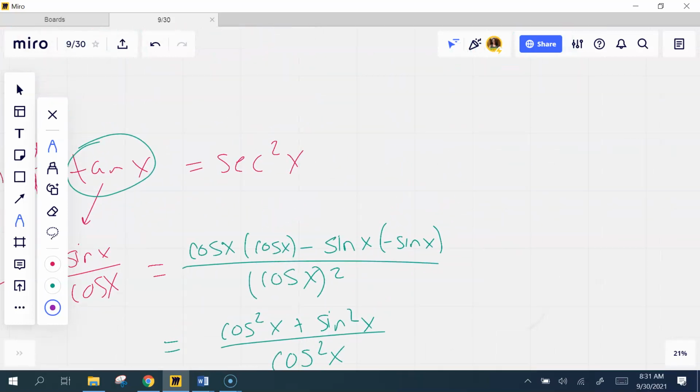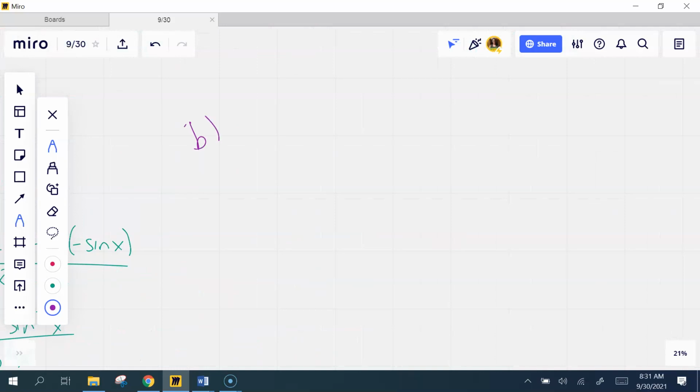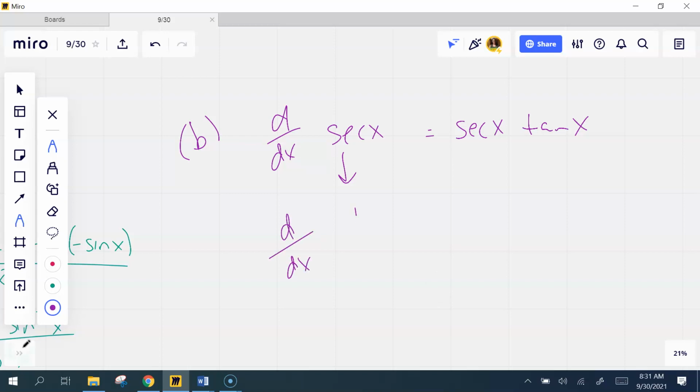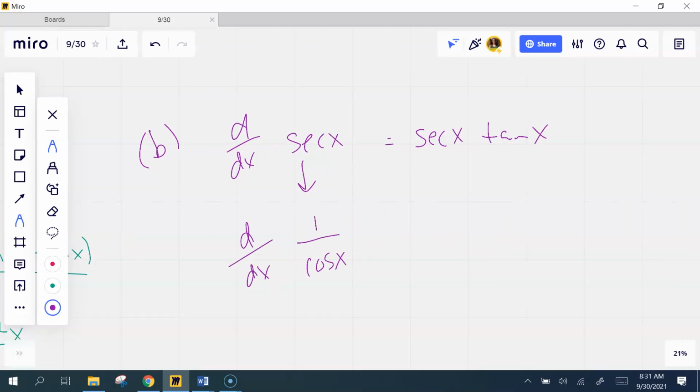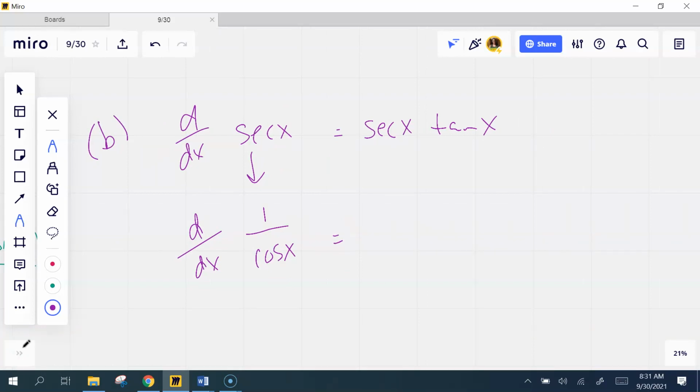You want me to do part B? Okay. Part B, derivative of secant x is secant x tangent x. So this one, secant x is the same thing as 1 over cosine. So derivative of 1 over cosine, again, I could use that quotient property if I wanted to. You have to do it because you don't know the chain rule yet. I think next year I'm teaching chain rule before I get into this.